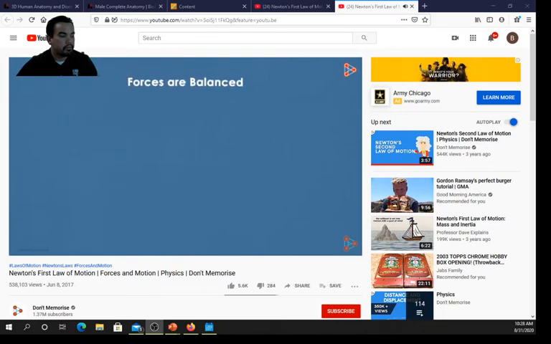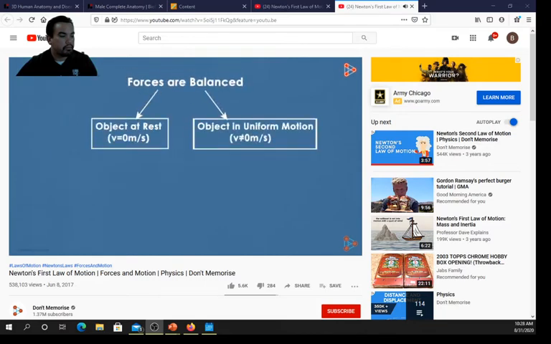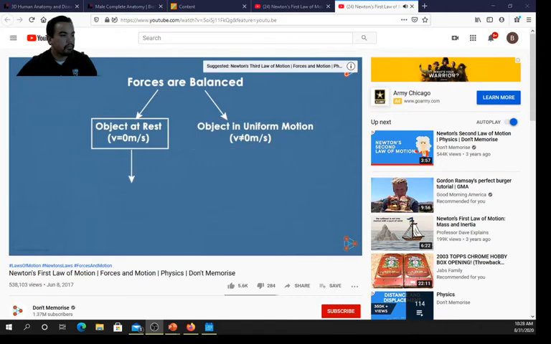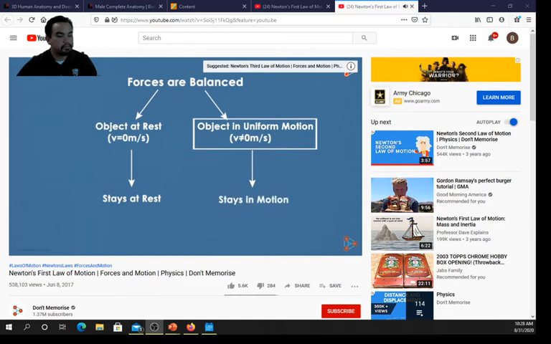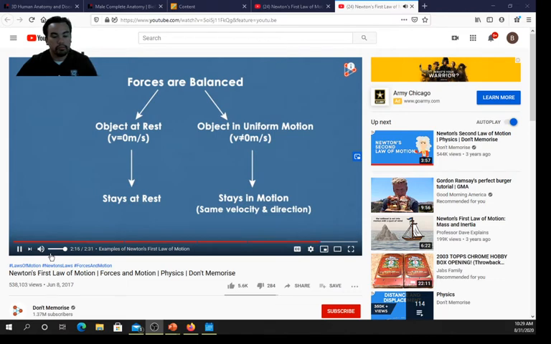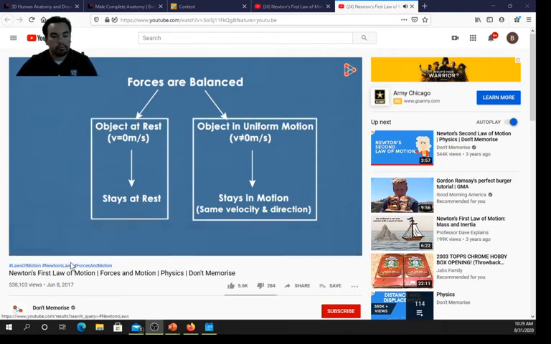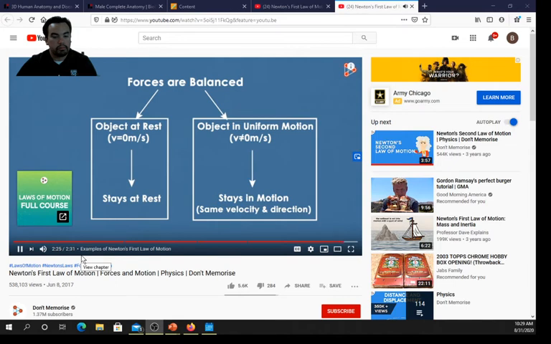If the forces are balanced, there can be two cases. An object may be at rest, or an object will be in motion at a non-zero constant velocity in a particular direction. These can be the only two cases when the forces are balanced. In the first case, the object will continue to remain at rest, and in the second, the object will continue to stay in motion at the same velocity and in the same direction. Don't forget, these two cases will remain true only if the forces are balanced. In the next video, we will look at a few applications of the first law of motion.